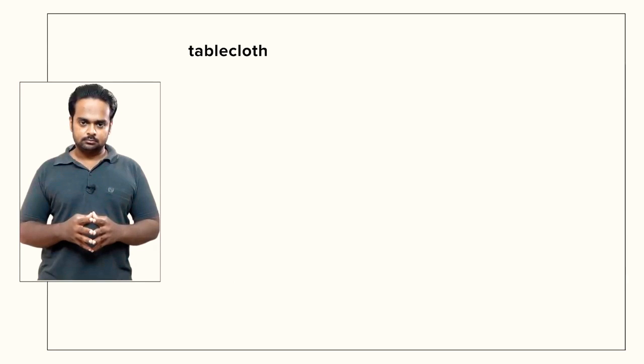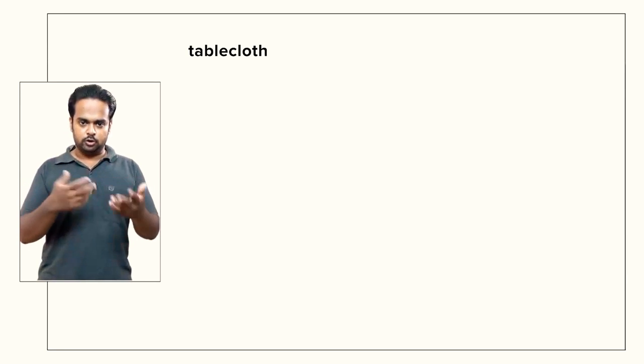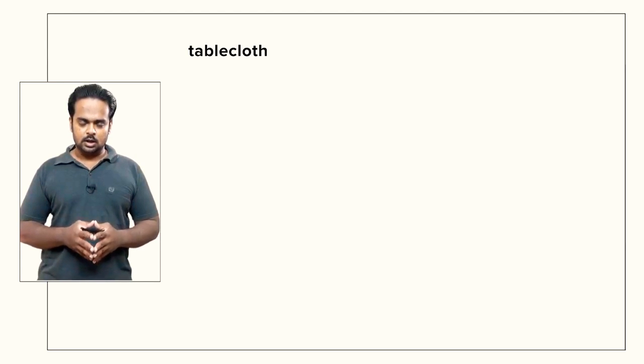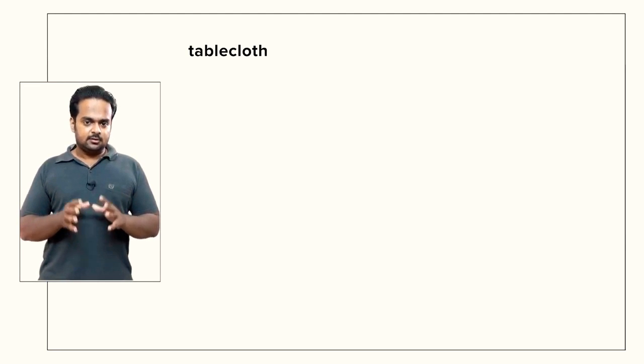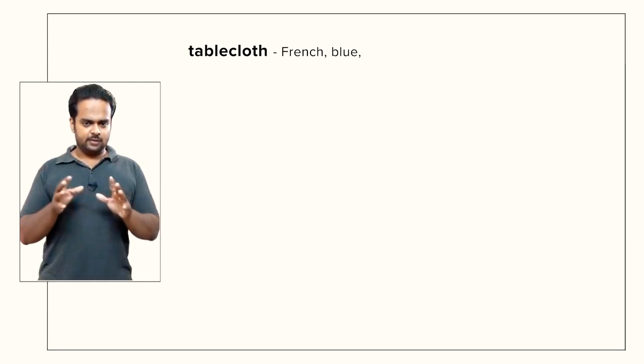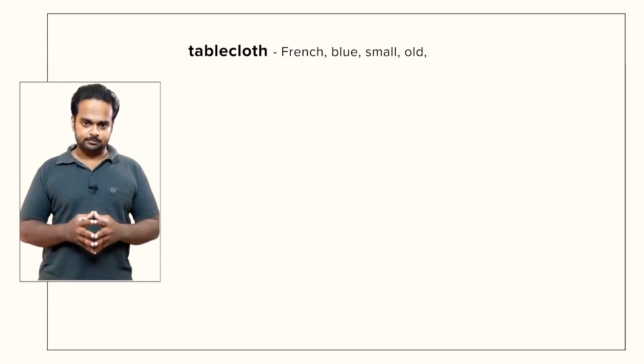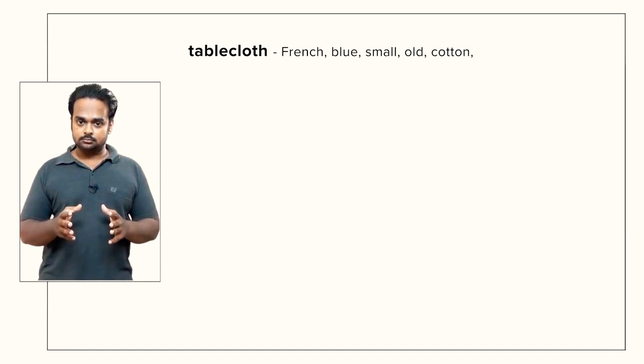In my home, I have a tablecloth. You know, a cloth that you put on a table before you put any food on the table. This tablecloth is from France. It's blue in color. It's not very big, it's small. And it's also quite old. It's made from cotton. Oh, it's round in shape.